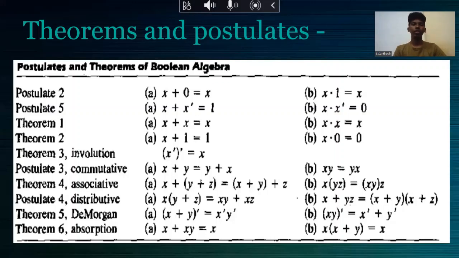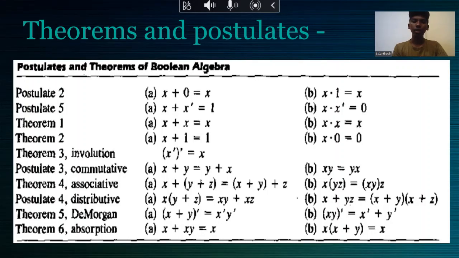So those are the laws, and now we are seeing about the theorems. Over here we'll be studying 6 theorems and 4 postulates. So the first one is postulate number 2, which says that x plus 0 is equal to x. So let's take x as 0 or 1 as a binary digit. It does not change the value of x no matter what it is. It will remain as x itself. And then x dot 1 is also equal to x.